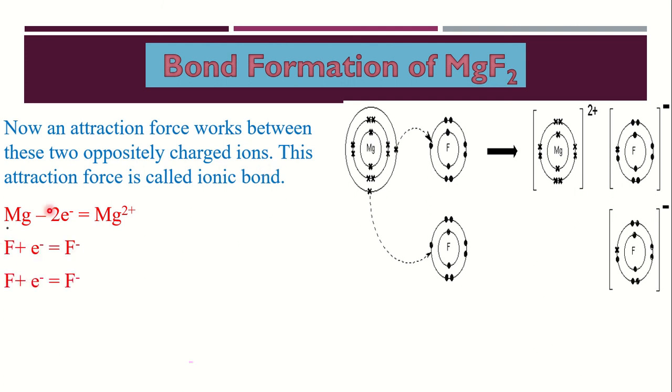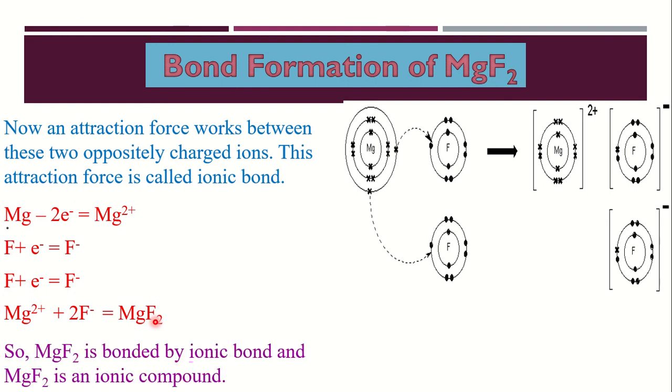Here, one magnesium atom releases 2 electrons, so it forms Mg2+, a dipositively charged ion, and 2 fluorine atoms accept the 2 electrons released by magnesium and both make fluoride ions, and it forms MgF2, magnesium fluoride, an ionic compound. In this way, magnesium fluoride is bonded and the magnesium fluoride ionic compound is formed.